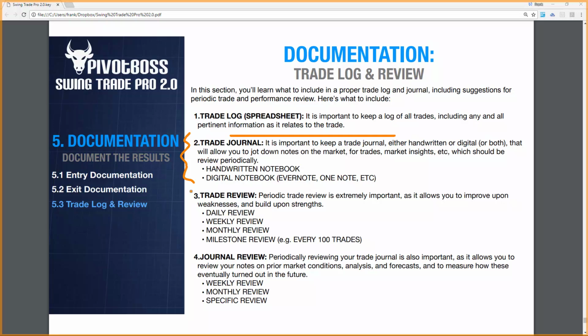It is important to keep a trade journal, either handwritten or digital or both, that will allow you to jot down notes on the market for trades, market insights, etc., which should be periodically reviewed. So again, this can be a handwritten notebook. I have handwritten notebooks from 20 years ago, my first ones that I started when I would write all of my ideas and notes and all of the various setups and all my code, all those things in these old notebooks that I still have today. I love writing in handwritten notebooks, but for the most part, I use digital now, right?